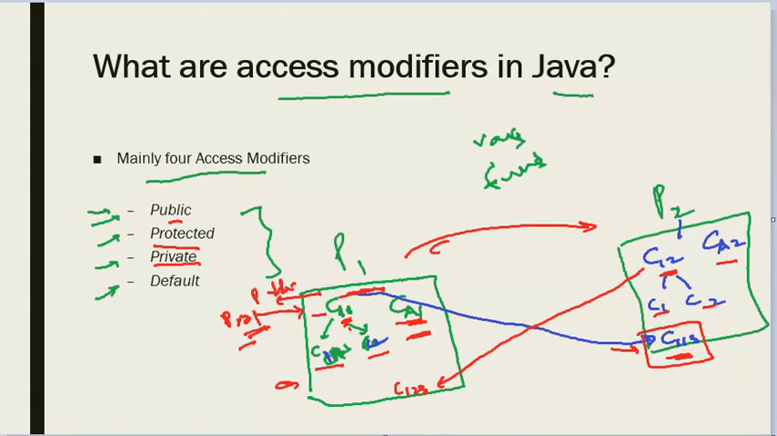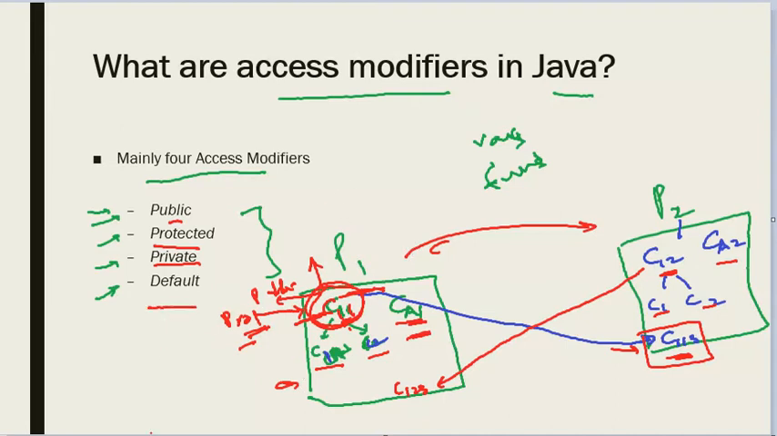And now what is private? If a member variable or function of a class is private, it means it can be accessed only by this class, of course, only this class. Doesn't matter if it's in this package or a child, nobody else can access a private member variable or function of the class C11.